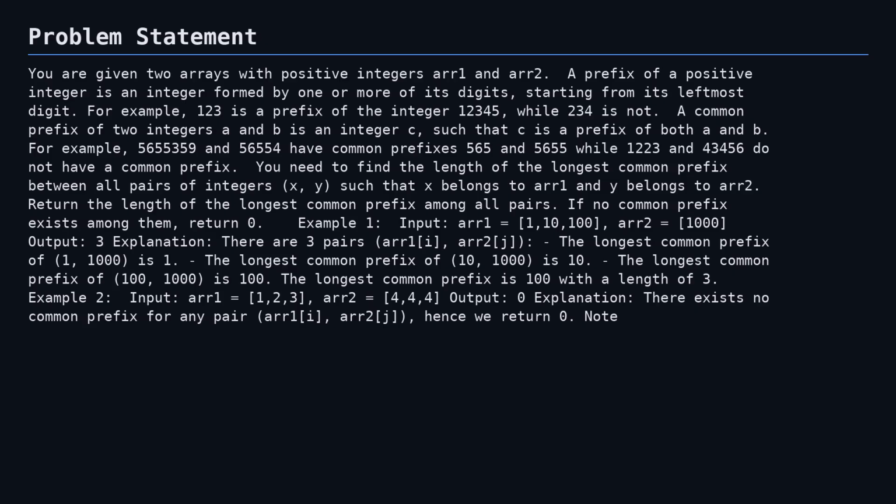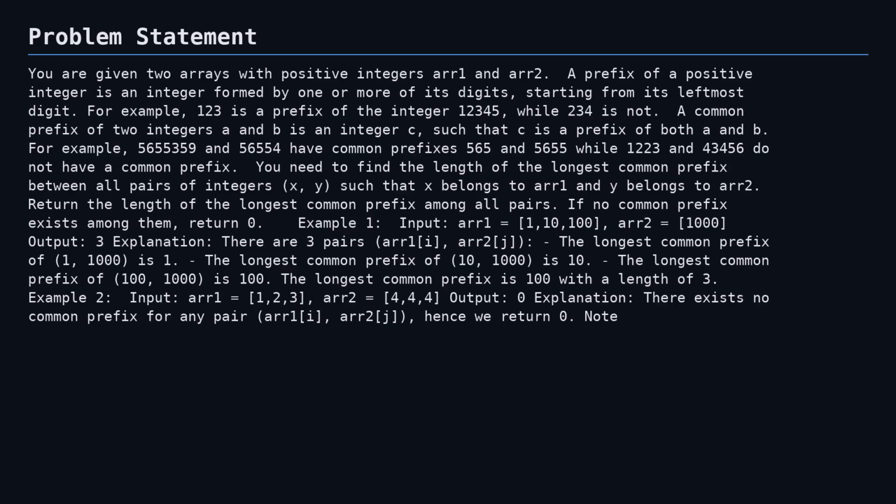So, let's get started. The problem statement asks us to find the length of the longest common prefix among a list of strings. We're given a vector of strings, and we need to return the length of the common prefix. For example, if the input is a list of strings like flower, flow, and flight, the longest common prefix would be fl, and the length would be 2.